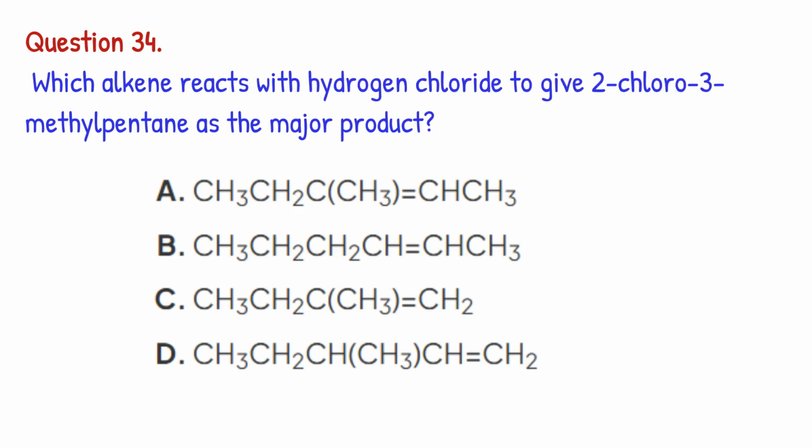Question 34. Which alkene reacts with hydrogen chloride to give 2-chloro-3-methylpentane as the major product? The correct answer is D.